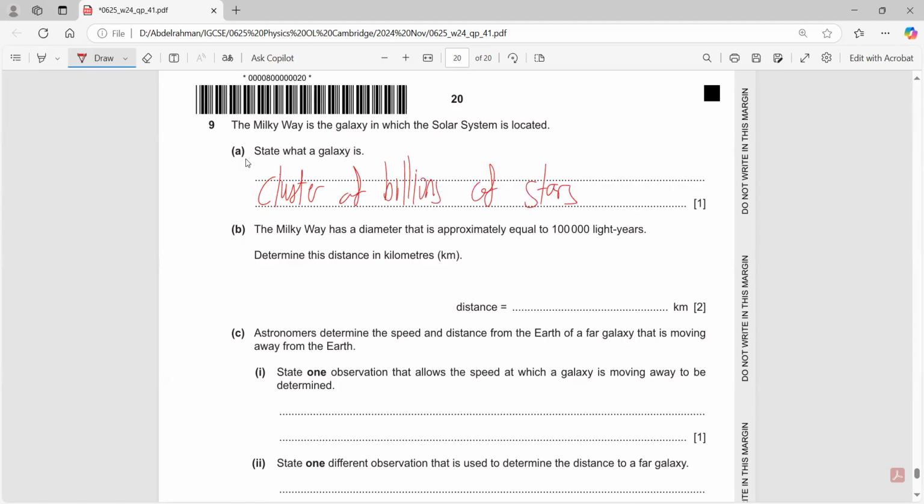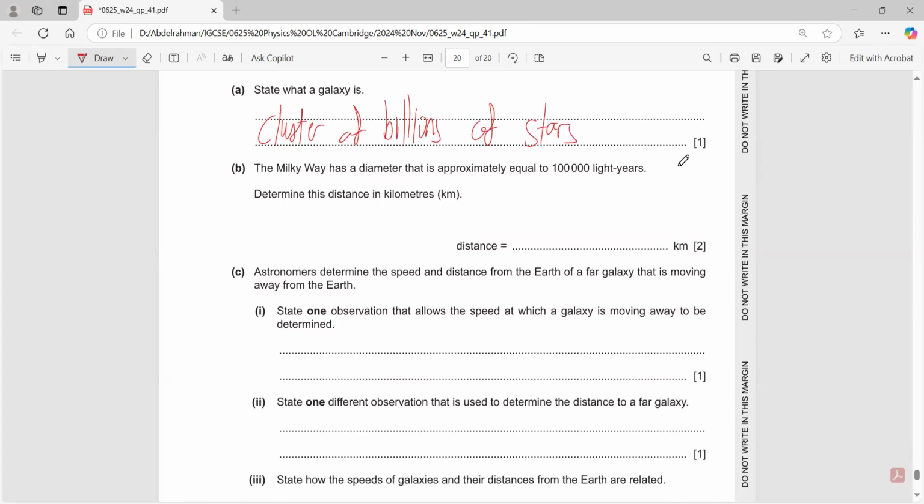The Milky Way has a diameter of approximately 100,000 light years. Determine the distance in kilometers. We know that 1 light year is 9.5 times 10 to the power of 15 meters. If you have not memorized the number, it's okay. You can work it out by saying that distance equals speed times time. Speed of light 3 times 10 to the power of 8, and the time taken 365 days, 24 hours, 60 minutes, and 60 seconds. You will get 9.5 times 10 to the power of 15 meters.